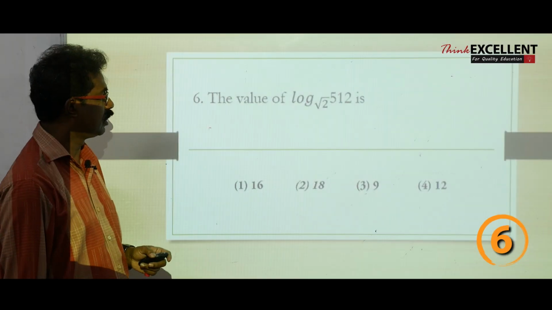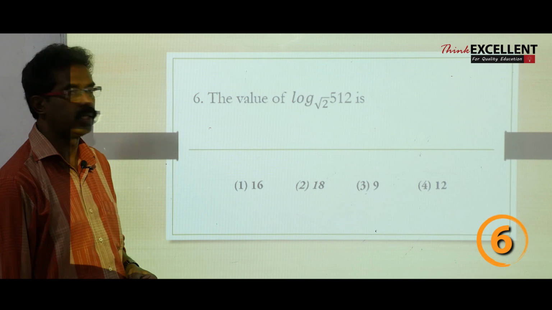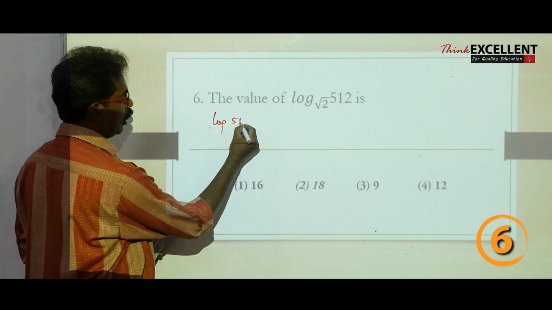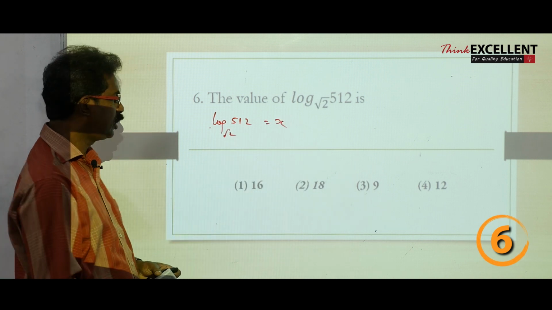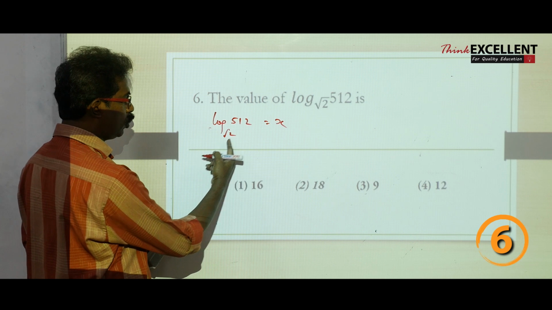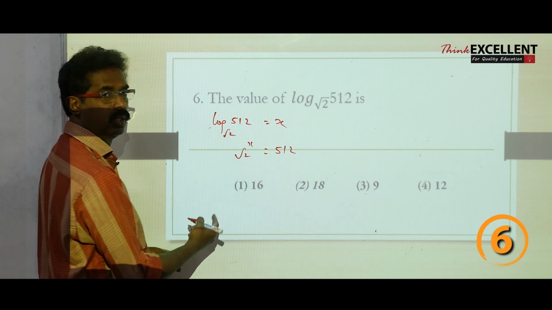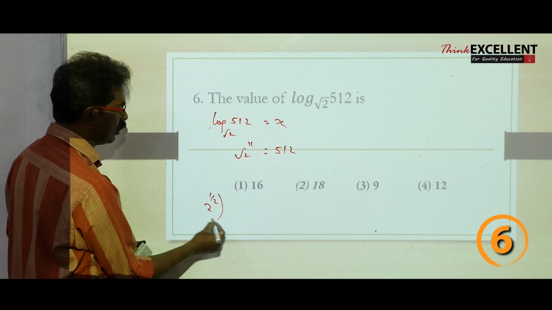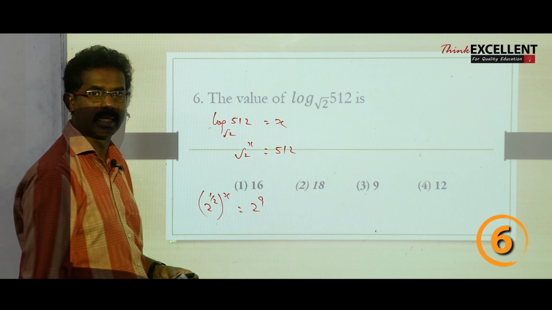Question number 6. The value of log 512 to the base root 2. Assume it as x. Change it into exponential form: root 2 raised to x is equal to 512. Root 2 can be written as 2 raised to half, the whole raised to x. 512 is 2 raised to 9.